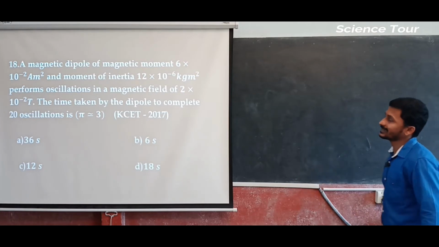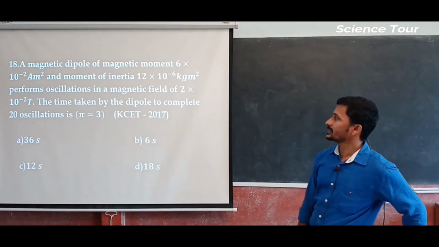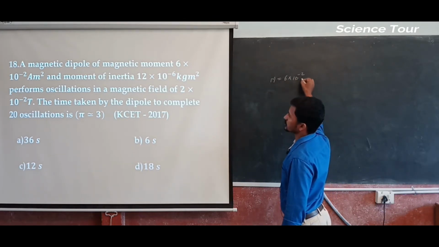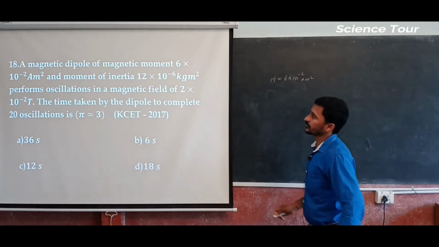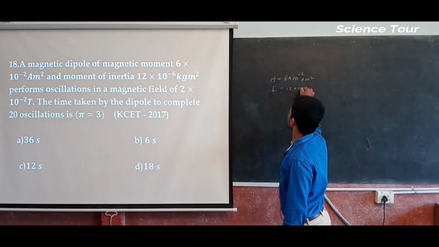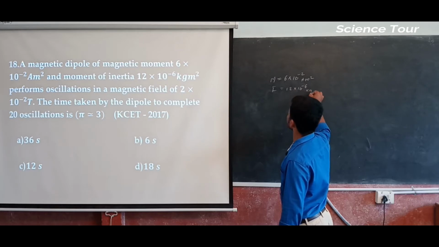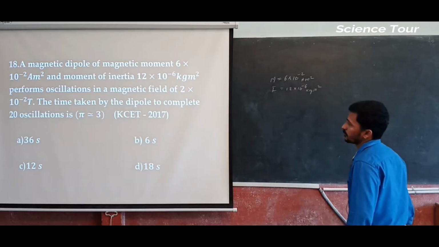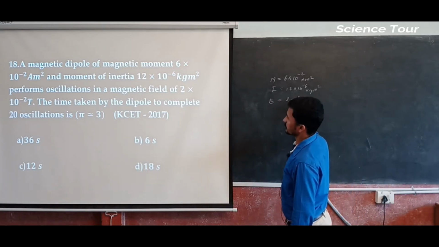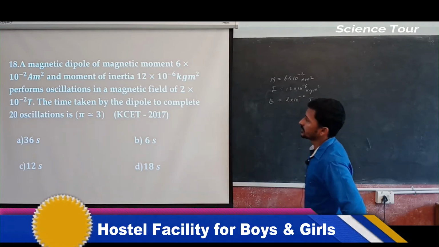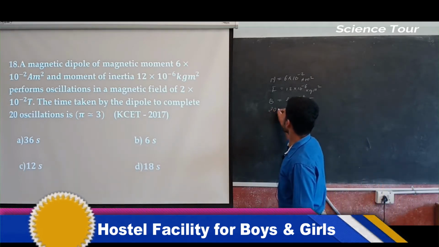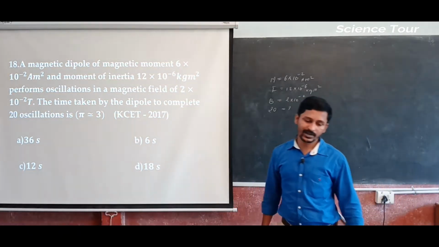Next, a magnetic dipole of magnetic moment M, which is equal to 6 into 10 to the power minus 2 ampere meter square, and moment of inertia I equal to 12 into 10 to the power minus 6 kg meter square, performs oscillation in a magnetic field B, which is equal to 2 into 10 to the power minus 2 Tesla. The time taken by the dipole to complete 20 oscillations.